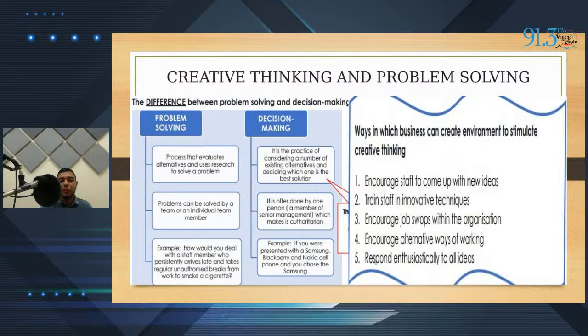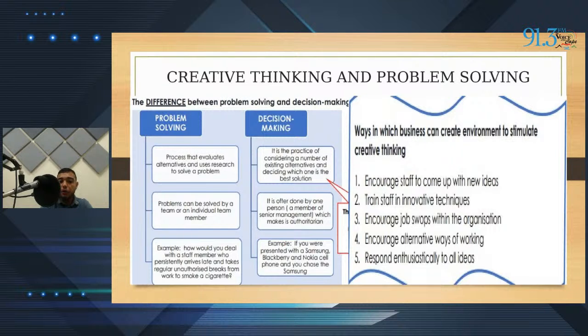We now move over to your favorite topic in business studies, which is creative thinking and problem solving. So you should know the difference between problem solving and decision making. We would first go over problem solving. So, what is problem solving? Problem solving is the process that evaluates alternatives and uses research to solve a problem. Problems can be solved by a team or an individual team member.